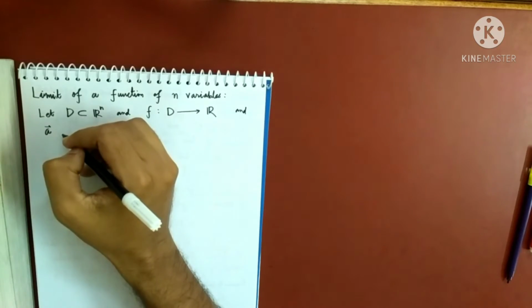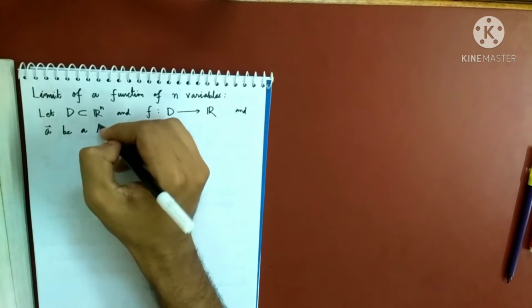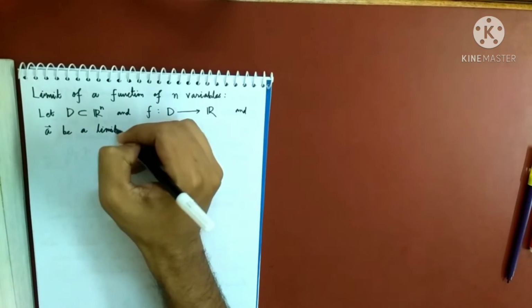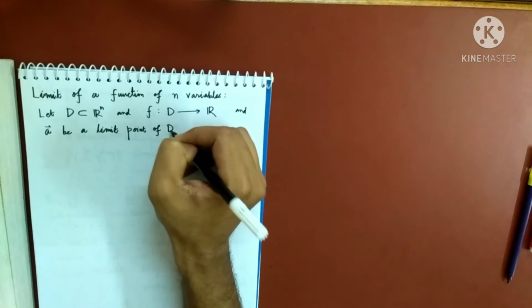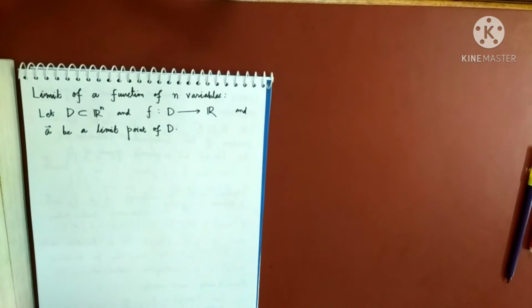So this be a limit point of D. In the previous case for two variables, I took the form a comma b. You can also take a vector, that will mean a1 comma a2. So that is up to you. And this be a limit point of the domain. So exactly the same definition.